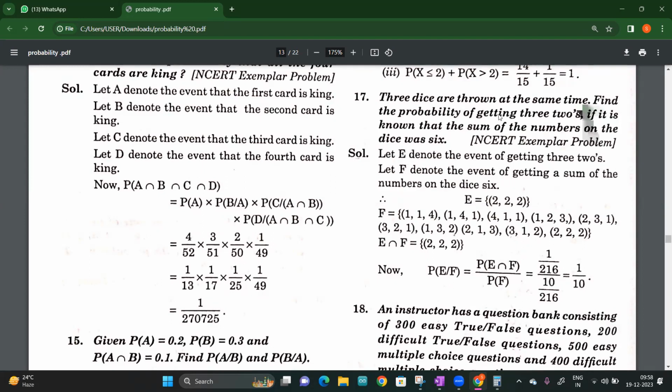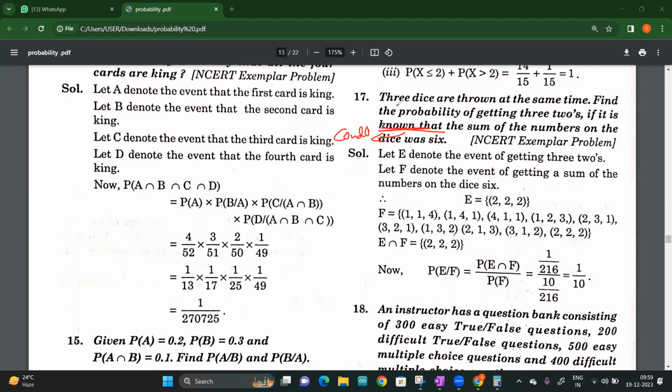Seventeen. Three dice are thrown at the same time. Find the probability of getting three twos, if it is known that the sum of the numbers on the dice is 6. Underline the words "known that". What does this indicate? "Known that" means it is indicating conditional probability.